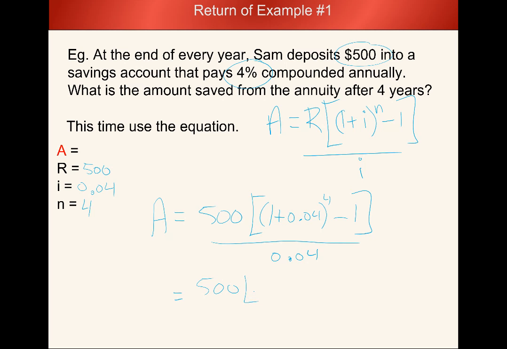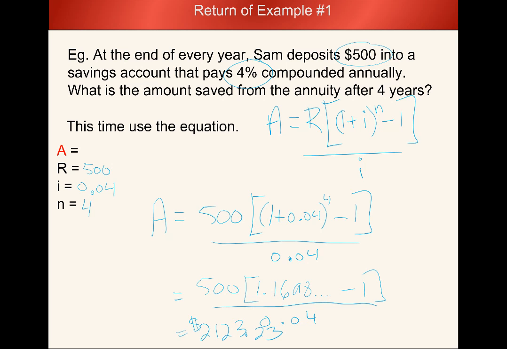So now I've got 500 bracket, and I'm not going to write it all out because it's a big long decimal. It's 1.1698 and then some other stuff, minus 1, divided by 0.04. So next, on my calculator, I'm going to type minus 1. It gives me 0.1698 and so on. And then I'm going to hit times 500 because that's what was in front, and then divided by 0.04. And it says I'm going to end up with 2,123 and 23 cents.